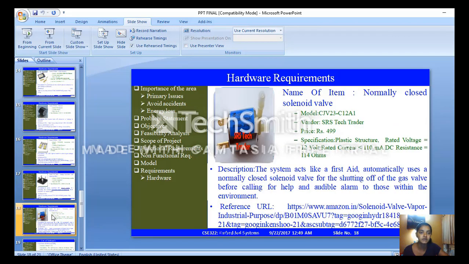The next hardware requirement is the normally closed solenoid valve. The model is CJV23C12A1. Vendor is SRS Tech Trader. The price is around Rs 499. It is a plastic structure. Voltage is 12 volt. Rated current is less than 110 milliampere. It has a DC resistance of 114 ohms.